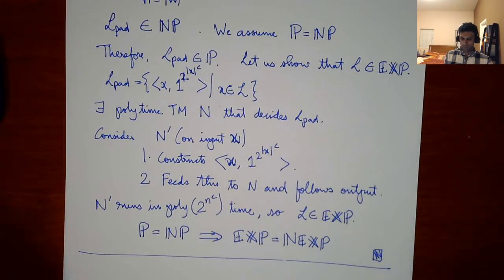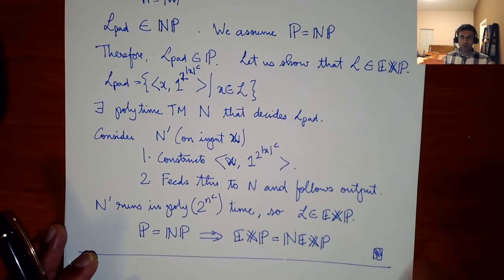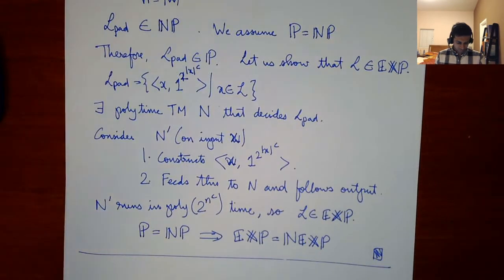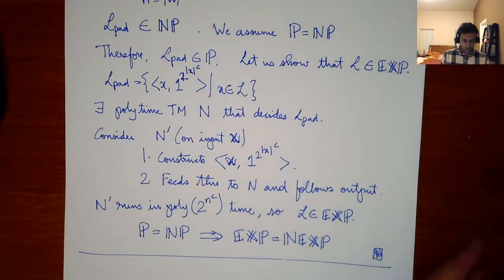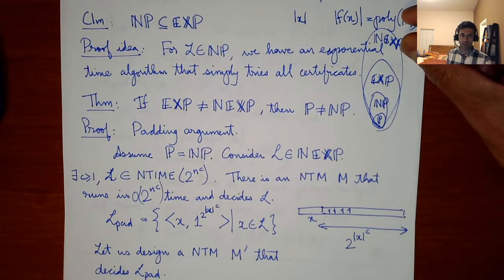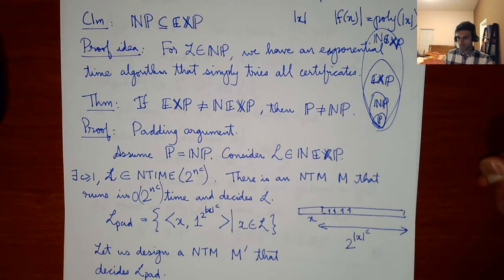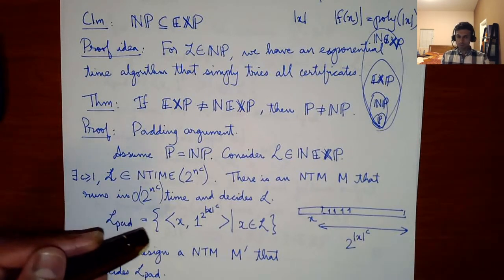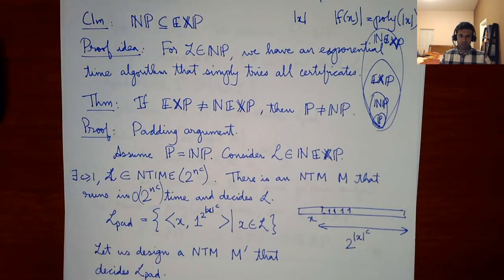Perfect. And so this is a common argument used to go down the hierarchy. If you have equalities lower in the hierarchy, you get equalities higher in the hierarchy by this procedure. In some sense, by padding you can in effect reduce the running time. You can convert an exponential time machine into a polynomial time machine just by padding the input. That's the argument.